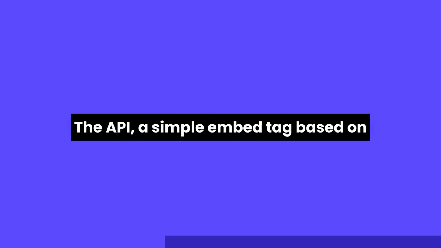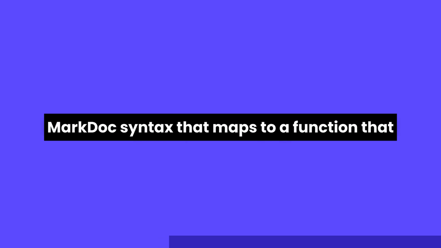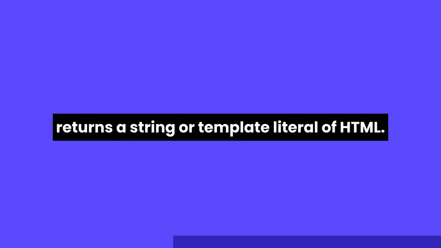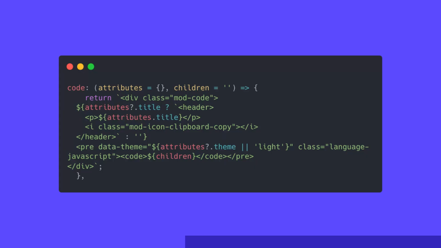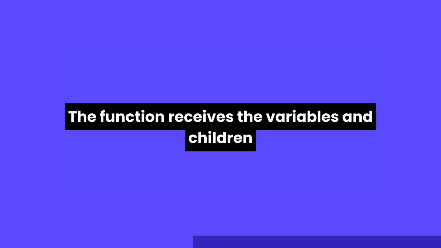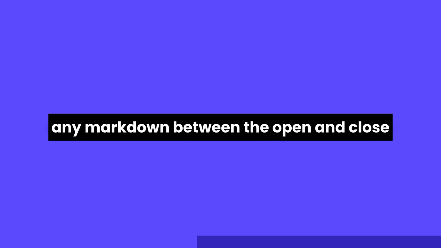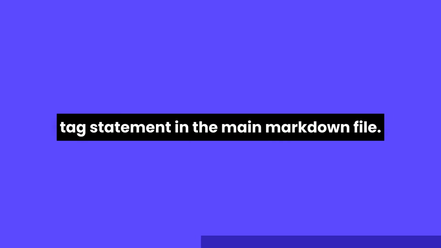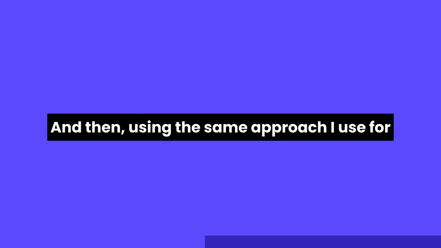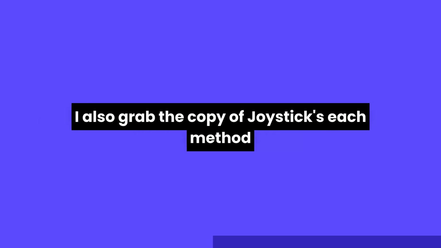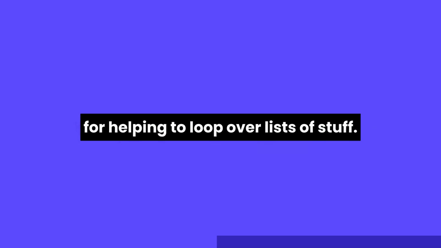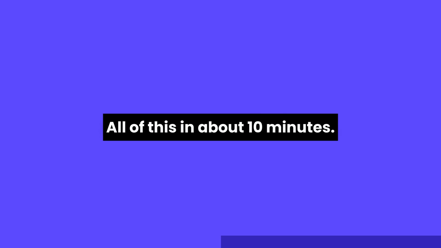The API? A simple embed tag based on MarkDoc syntax that maps to a function that returns a string, or template literal, of HTML. For the curious, here's what the embed tag looks like in Markdown, and the associated function to render the corresponding HTML. The function receives the variables and children, any markdown between the open and close tag statement in the main Markdown file, and then using the same approach I use for Joystick components, just uses interpolation to embed variables. I also grabbed a copy of Joystick's each method for helping to loop over lists of stuff. All of this in about 10 minutes.